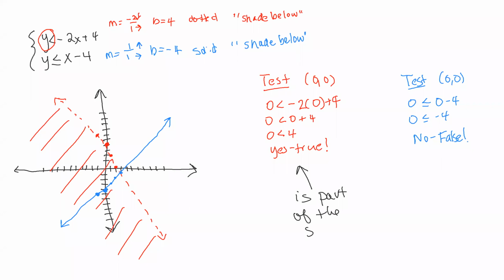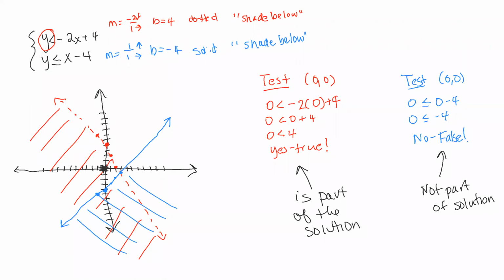All right. So basically what's happening here is this point is part of the solution for the red line. This is not part of the solution for the blue line. And so right here, let me just point out really clearly, this is the origin. So we can see for the red line, it is below the red line. So that tells me the origin is part of the red shading, but it is actually above the blue line. And we verified that with this test point. The test point didn't work. All right, so that tells us we're going to shade below the blue line.